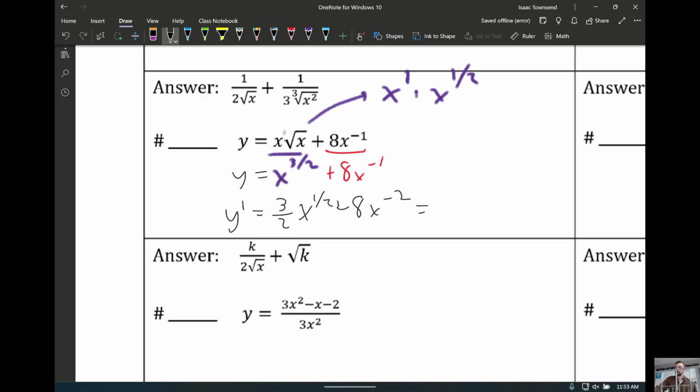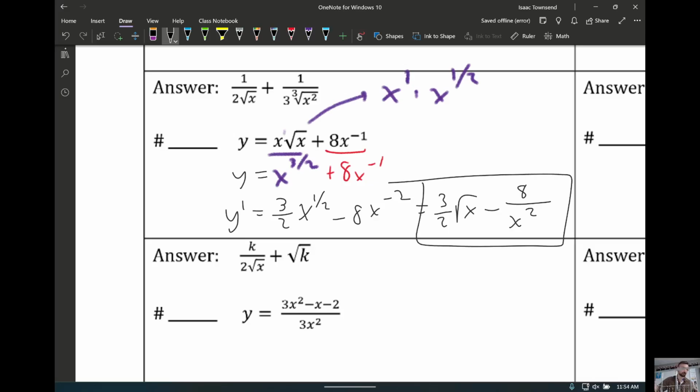And again, I know they're going to do some simplifying here. They're not going to say x to the 1/2 at the end. They're going to change that back to the square root of x. And this x to the -2, they're certainly going to bring to the denominator to make x to the +2. So I would be looking for this as a possibility.